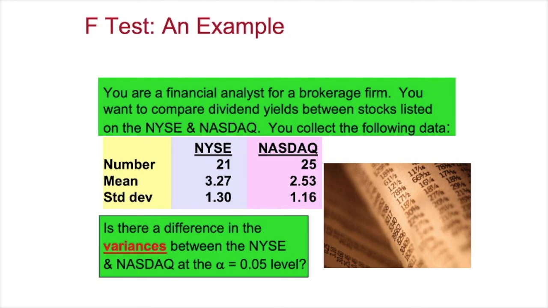So let us do an example here. Imagine you are a financial analyst for a brokerage firm. You want to compare the dividend yields between the stocks on the NYSE and a NASDAQ. Same thing as before, we already saw this data. Now, remember, we weren't sure whether we should consider the standard deviations to be equal or to be unequal. Remember, we did both tests. We did a pooled variance test and we did a separate variance test. So now what we're going to do is we're going to test the variances, and that will let us know which test was actually appropriate.